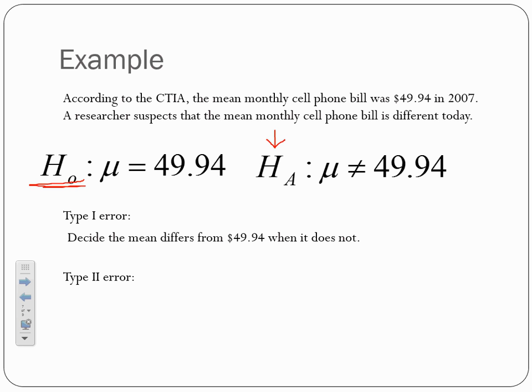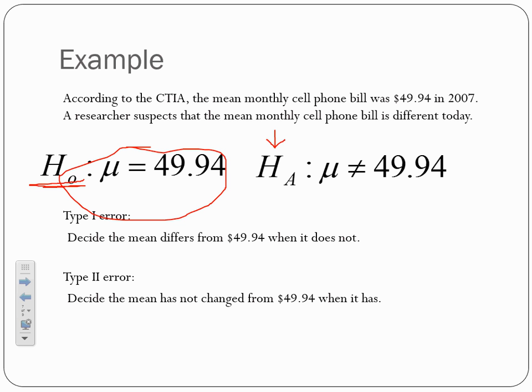A type 2 error, remember, we're going to fail to reject the null, which means we're going to go with this statement right here. We're going to say it is $49.94 when in fact it is not.